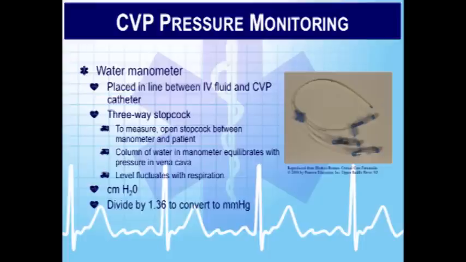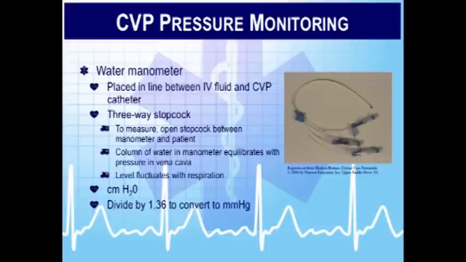Historically, central venous pressure has been used as a guide to the patient's volume status. So if the central venous pressure was low, we would say, oh, they needed volume. And if the central venous pressure was high, we'd say, oh, they have enough volume, maybe we need to diurese them a little bit.